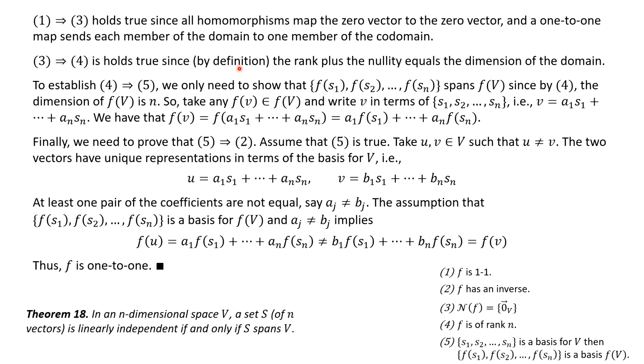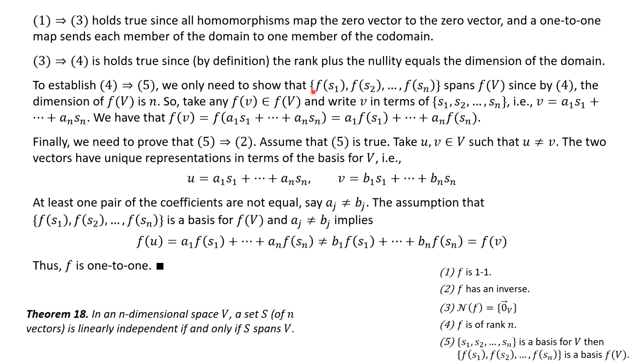Then 3 implies 4 holds true since by definition the rank plus the nullity equals the dimension of the domain. So we're given that the nullity is 0. In other words, that would imply the rank would have to be n. And 4 implies 5. So if F is of rank n, and we have a basis for V, then the mapping of the basis into W is this set here, which is also a basis for F of V.